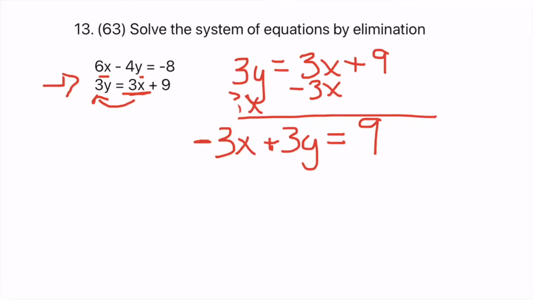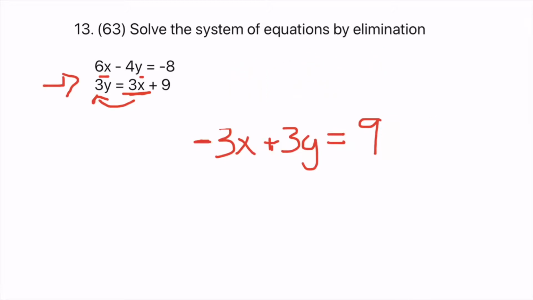So I'm going to erase this, and I'm going to rewrite the other equation right on top of it. So we have 6x minus 4y equals negative 8. And as you can see right now, if we were to add these, 6 plus a negative 3x, those aren't going to cancel out. Neither will the negative 4 plus 3y. So we need to manipulate one of the problems so that they will cancel, so that either the x's or the y's are complete opposites of each other.